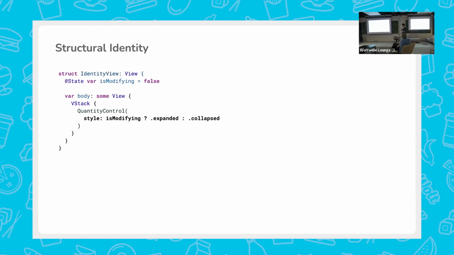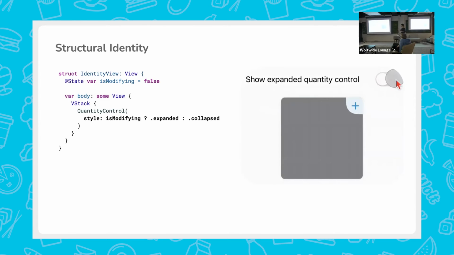Right, so the solution for that animation glitch is to use the ternary operator. The reason this is the solution is that now the type of the view is just a simple VStack that is generic over the same quantity control. No matter if the flag is flipped between true or false, it always returns the same quantity control. And now SwiftUI knows how to animate between the two states. I can also modify the quantity, and the quantity is persisted because, to SwiftUI, it's always the same view.